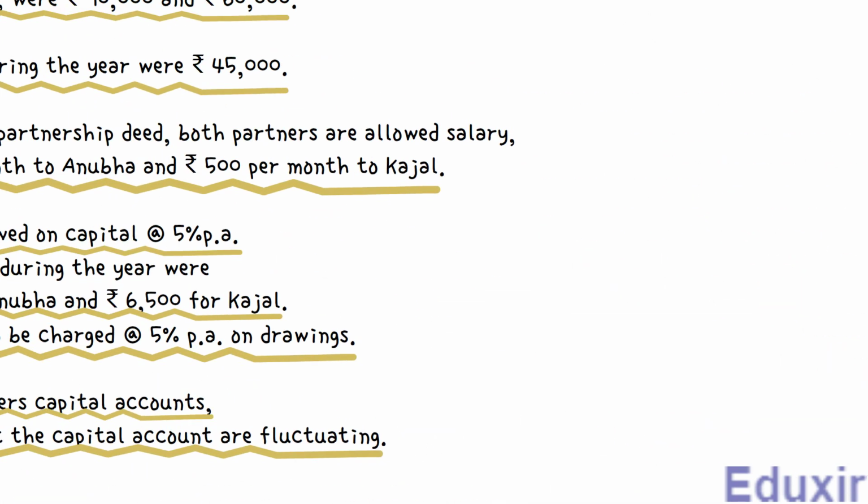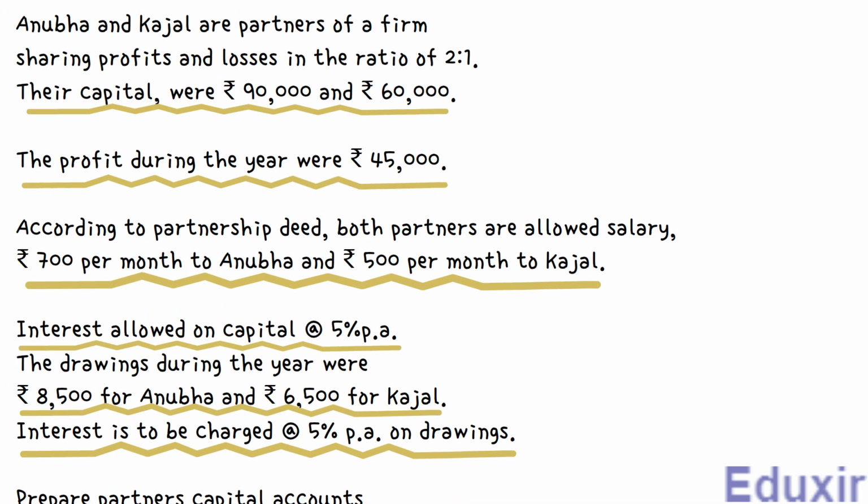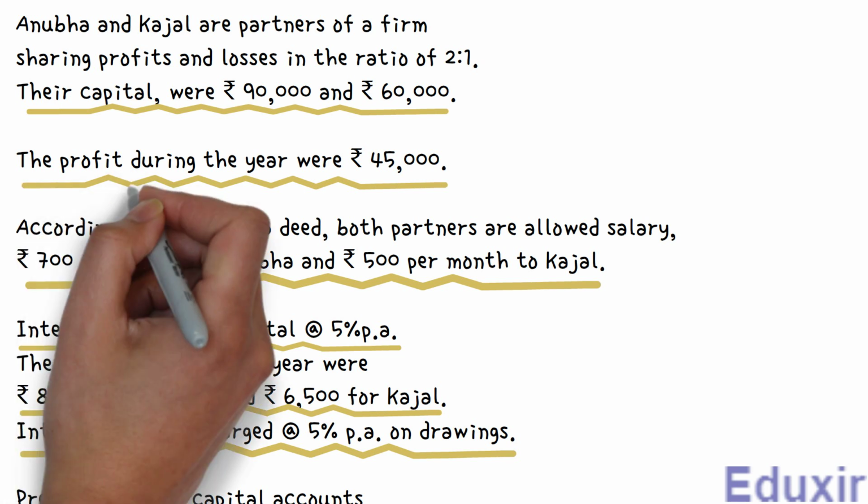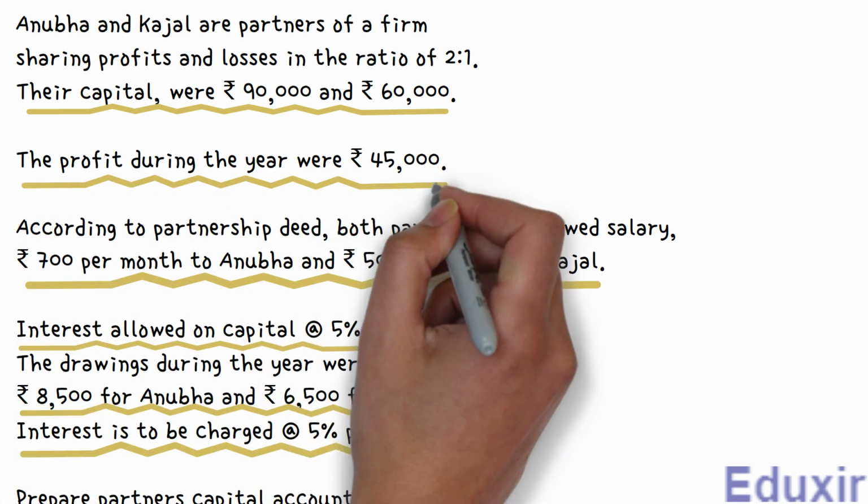Let's now consider the next transaction in the given problem. As you can see, there are no more transactions in the given problem. So let's directly jump to the appropriation or distribution of profits. It is given in the problem that the profits earned during the year are 45,000 rupees.